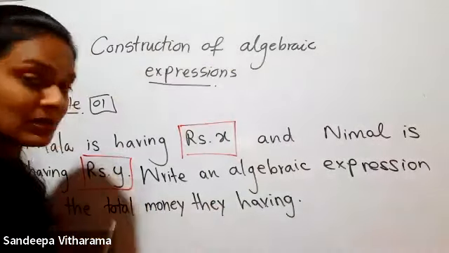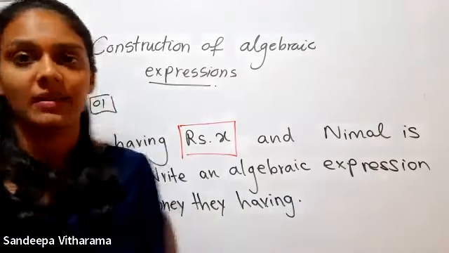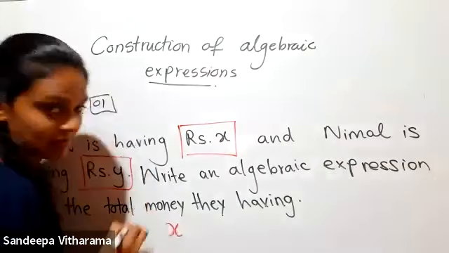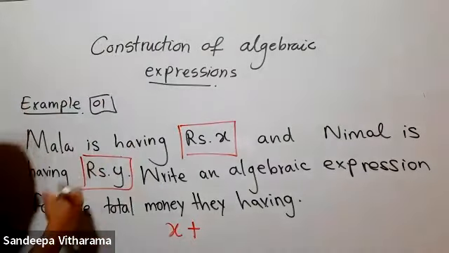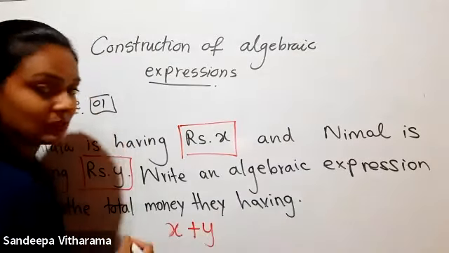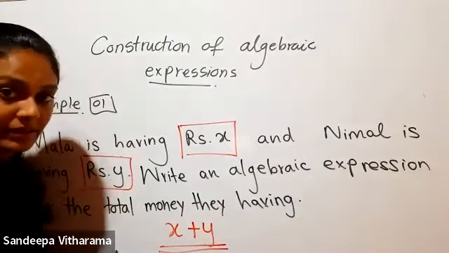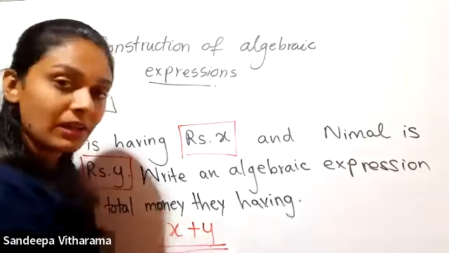ඒකට අපි expression එකක් කියන්නේ express කරනවා. මාලා ගාව x තියෙනවා. ඒකට එකතු වෙන්න ඕනේ නිමල් ගාව තියෙන y. To find the total money they have, the amount that they have is x plus y rupees.